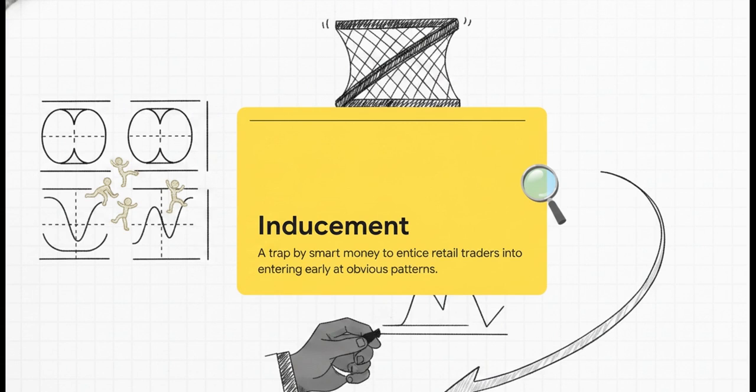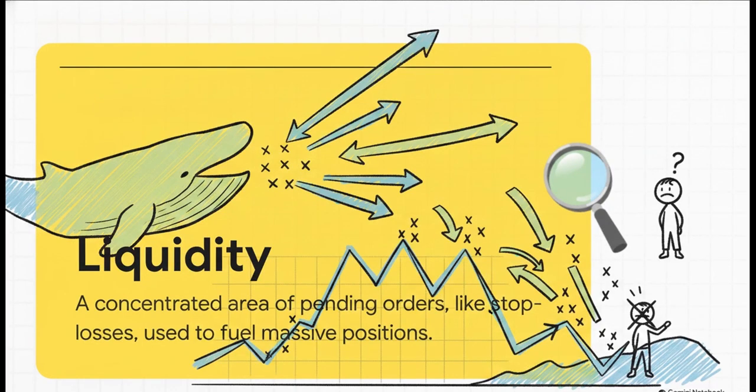It's designed by smart money to entice market participants into entering trades early at highly obvious levels. Think about classic retail patterns, like double tops or double bottoms. Smart money uses these exact patterns to bait the impatient trader into jumping into the market prematurely, setting them up perfectly for the sweep. And that brings us to liquidity.